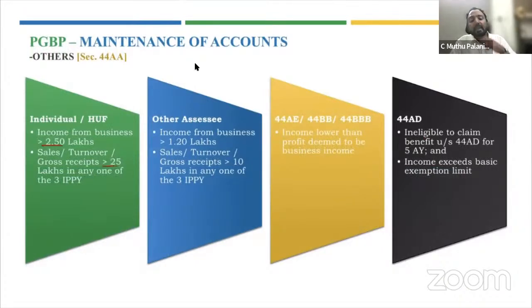In any one of the 3 immediately preceding previous years, in profession, we said gross receipts more than 1.5 lakhs in all 3 previous years. But here we are saying turnover more than 25 lakhs in any one of the 3 previous years. If it is not an individual, the limit goes to 1.2 lakhs in case of income from business and 10 lakhs in any one year in case of sales turnover. So this is the difference between them.